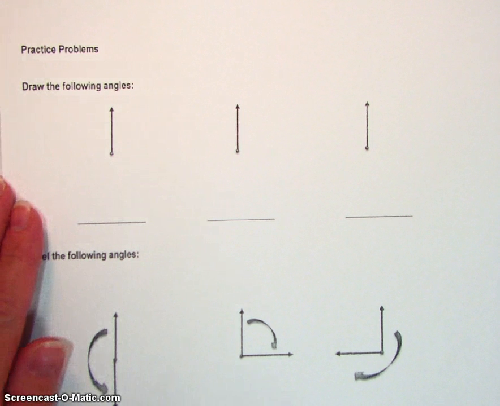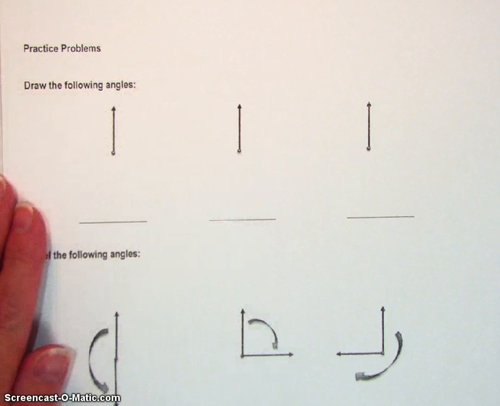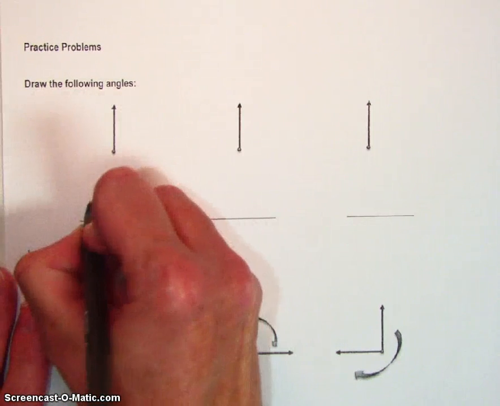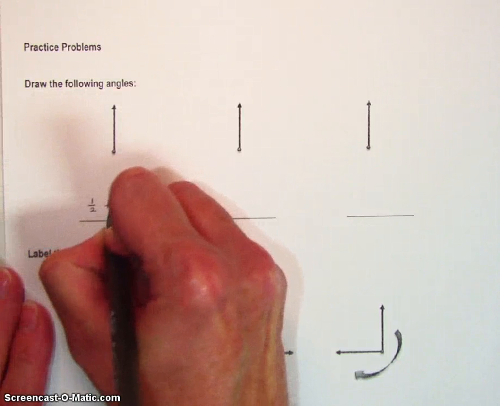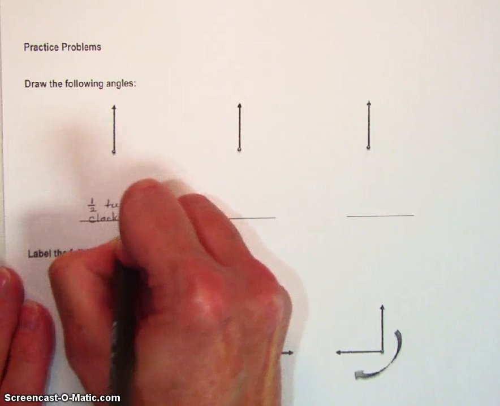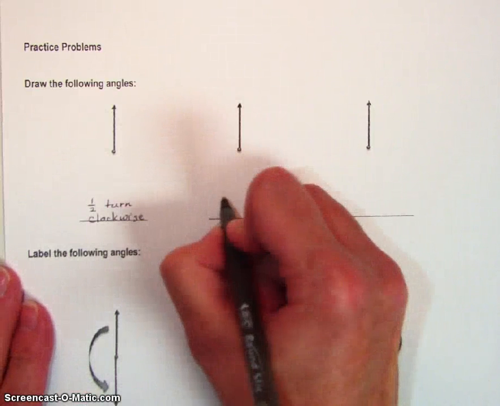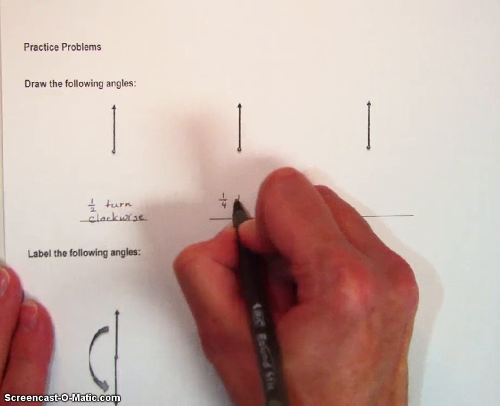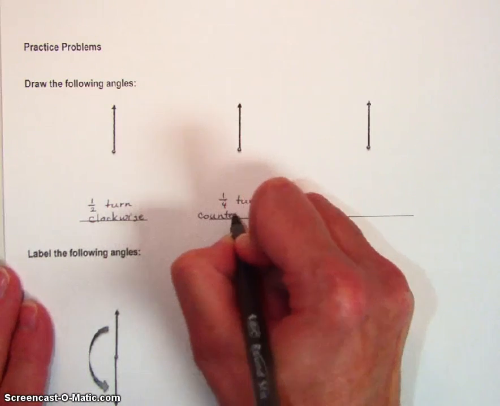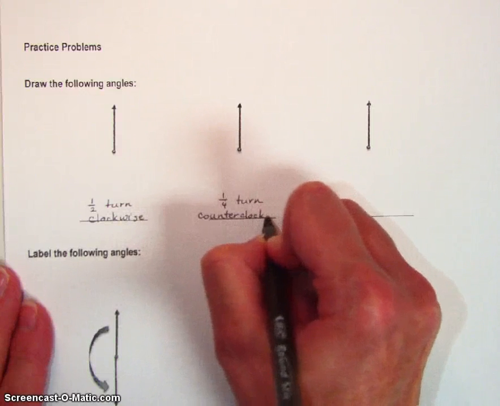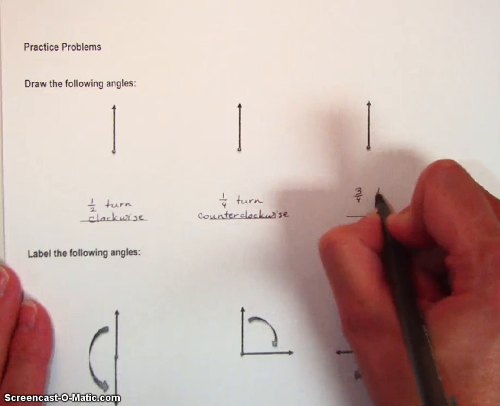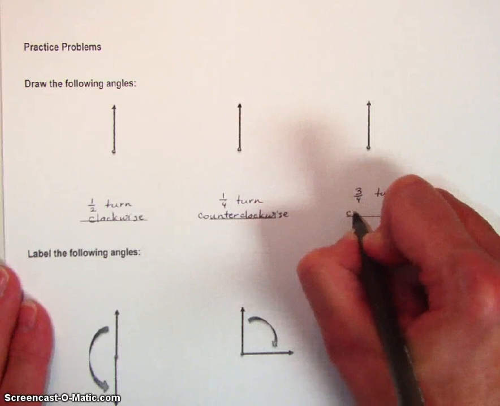All right, go ahead and turn to the back of your page, and we'll just have you do a couple practice ones. On this first one, you are going to do a 1/2 turn clockwise. The second one is going to be 1/4 turn counterclockwise. And your last one is going to be 3/4 turn counterclockwise.